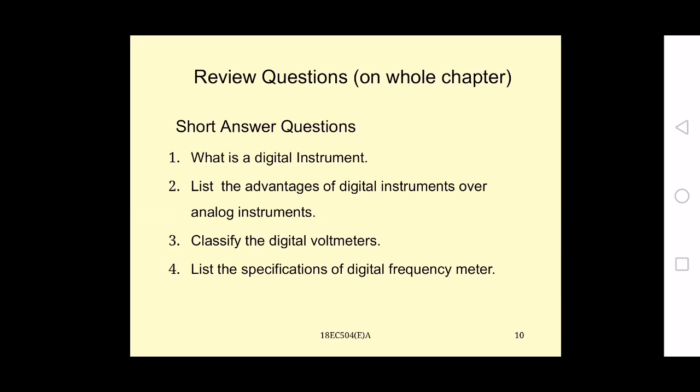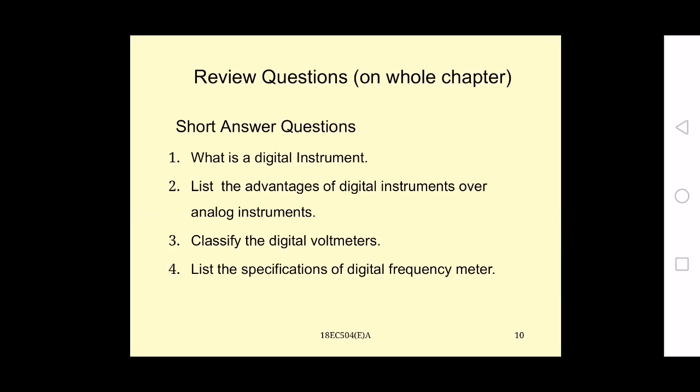On the principle of working, we classify them into different types. We have the ramp type digital voltmeter, successive approximation type voltmeter, dual slope integration type voltmeter, integration type DVMs, and staircase type DVMs. There are different types of digital voltmeters, but in our syllabus we have only two types, that are the ramp type digital voltmeter and the successive approximation type digital voltmeter. We have discussed the block diagram and explanation of both types of DVMs.